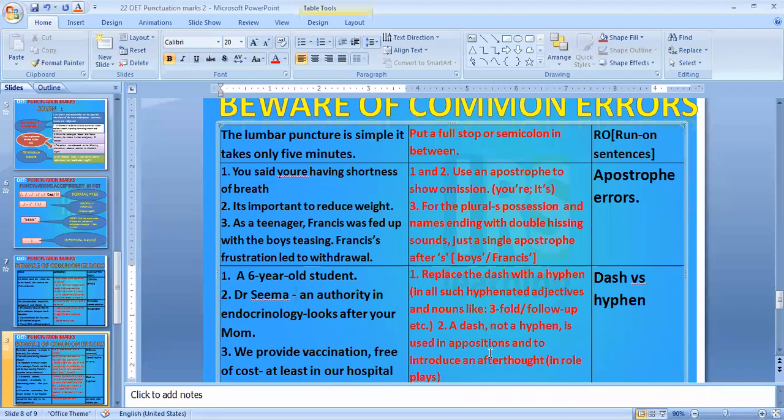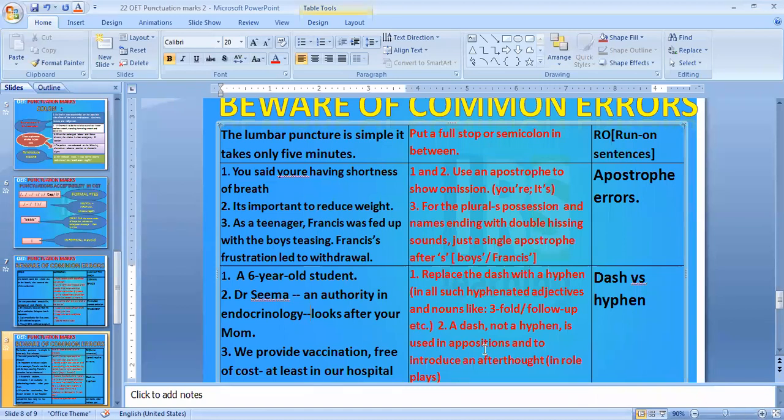But in the place of comma, you can use a dash. Dr. Seema, comma, an authority in endocrinology, comma, looks after your mom. That's okay. But if you want to use dash, use dash, not hyphen. Means it should be longer. Apposition can be either comma or dash, but not hyphen.